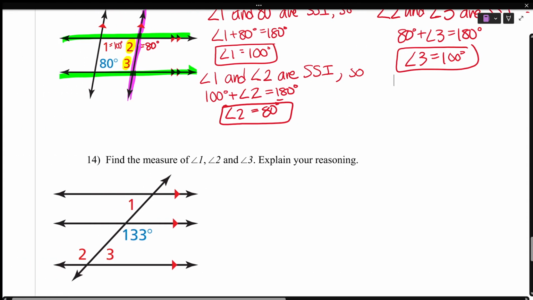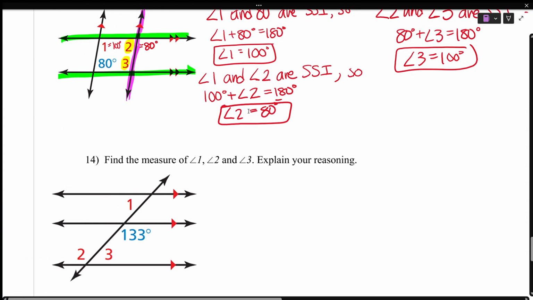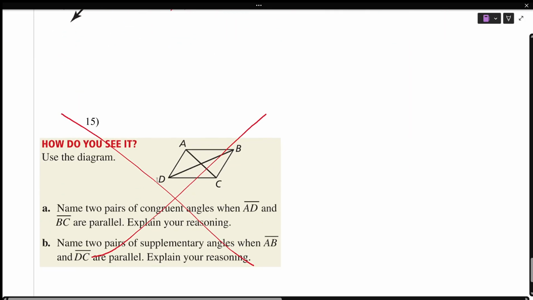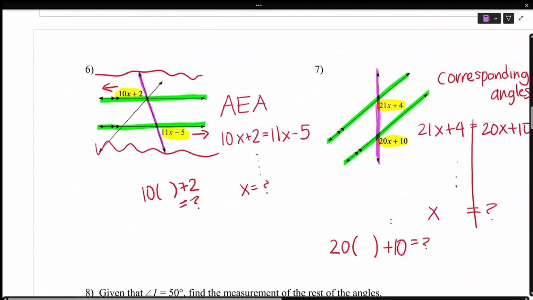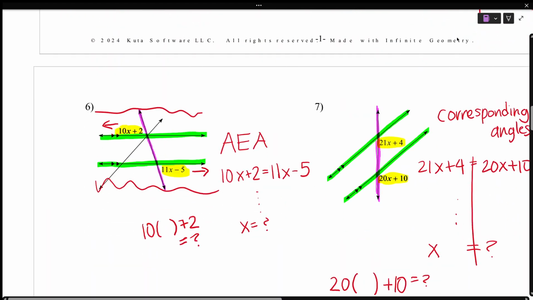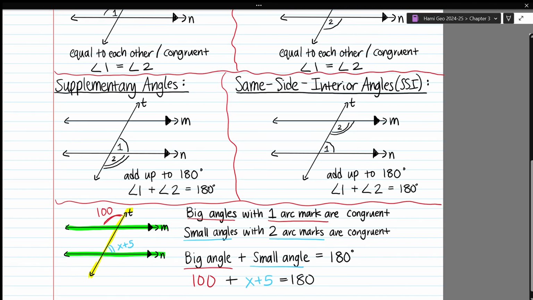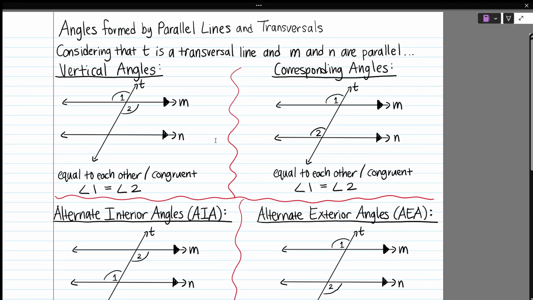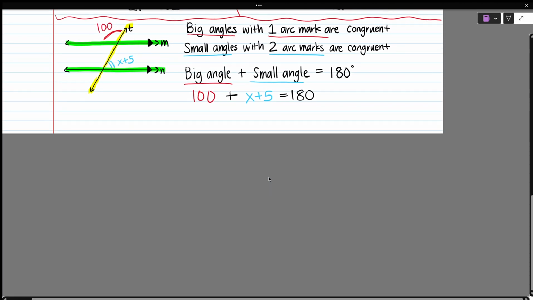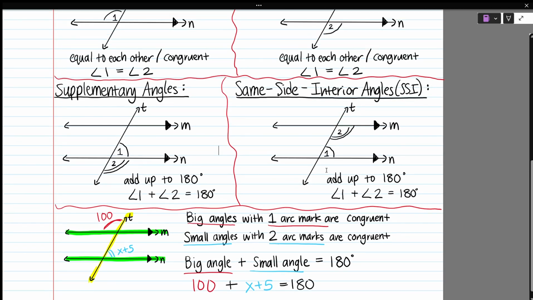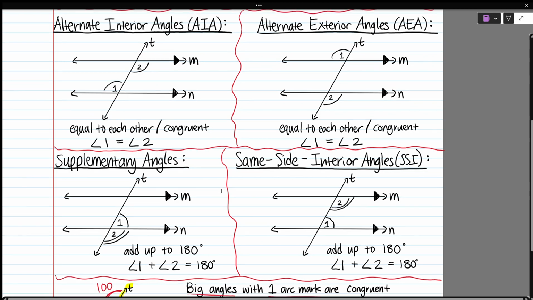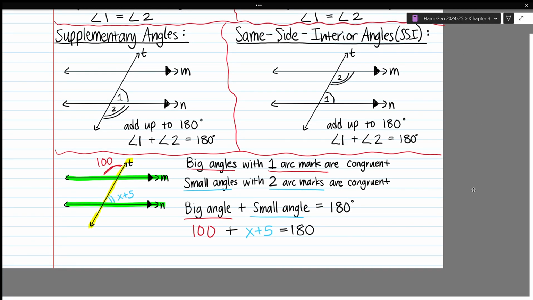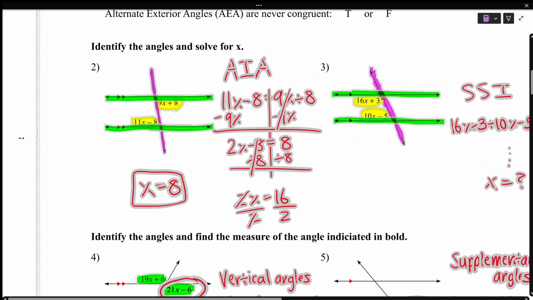You explained your reasoning. You solved for the measure of each angle. So try to do the same thing on number 14. And then number 15, we'll skip it. But that's it. That's the rest of the study guide, right? So it's really just understanding this thing right here, right? The relationship of each angle, how to set them up, how to identify them, okay? That's the big part. If you don't understand this sheet, then this study guide is going to be very difficult for you.